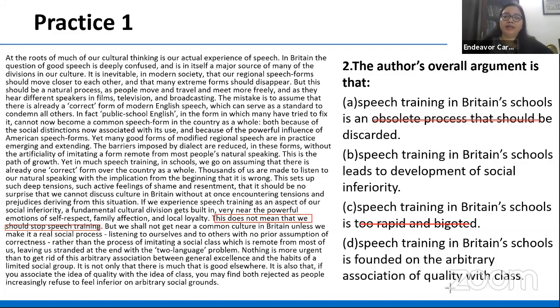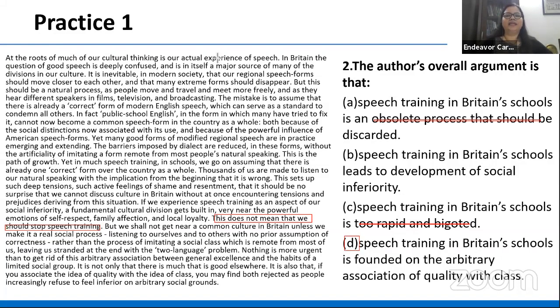So his overall argument is not that it will lead to development of social inferiority. That's one of the reasons used to reject the process that has been taken. The process is a connection between quality of speech and class. Right? So your answer is D here. Your answer is D, option D.